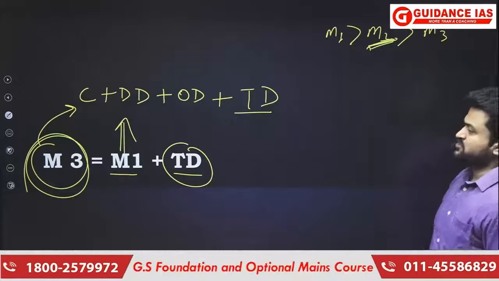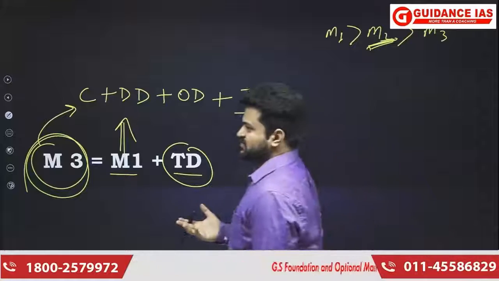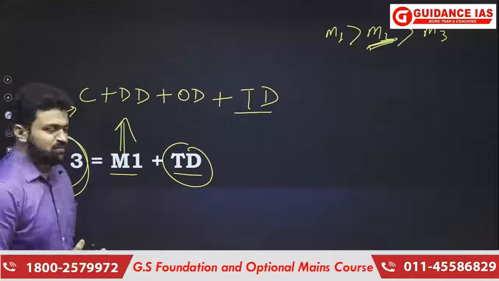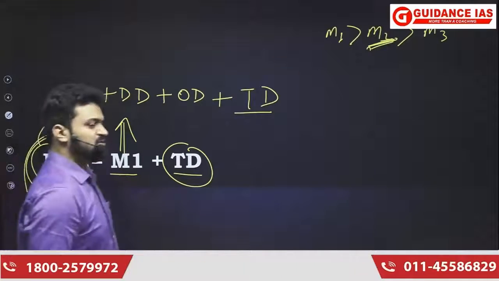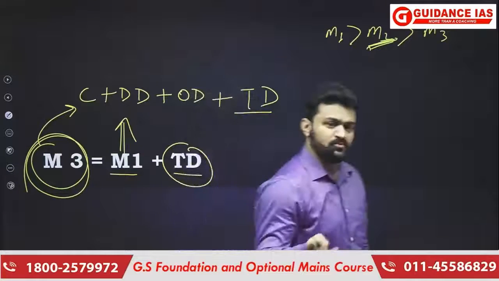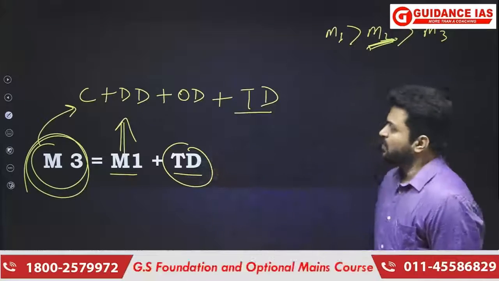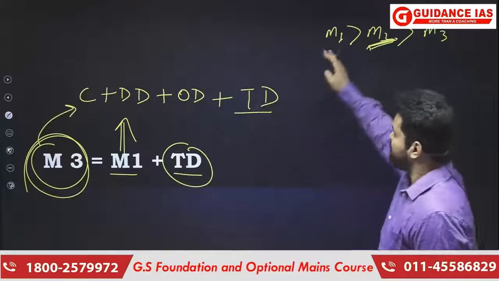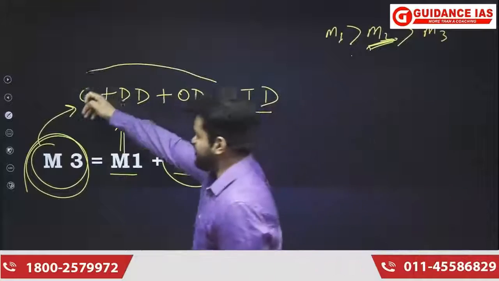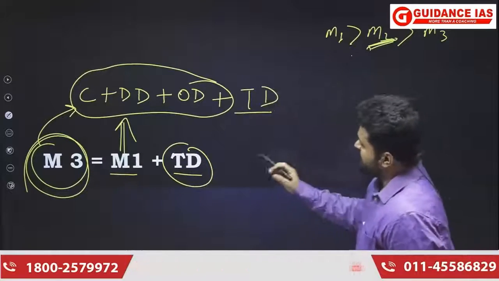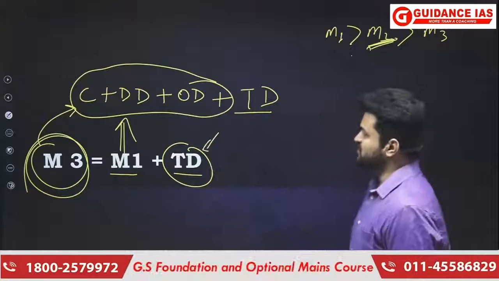Fixed deposits or recurring deposits have a certain maturity time, and before that they cannot be converted into money, and that is why TD is less liquid than DD. So which is going to be most liquid? M1 is going to be most liquid, then M2, and thirdly M3, because now M3 is going to include time deposit.